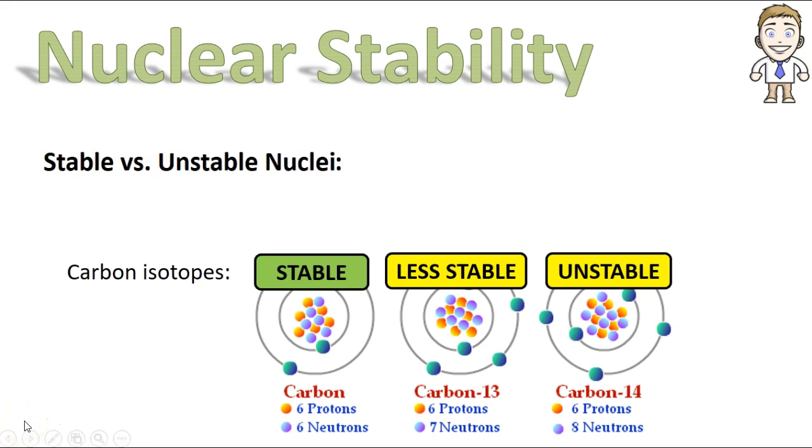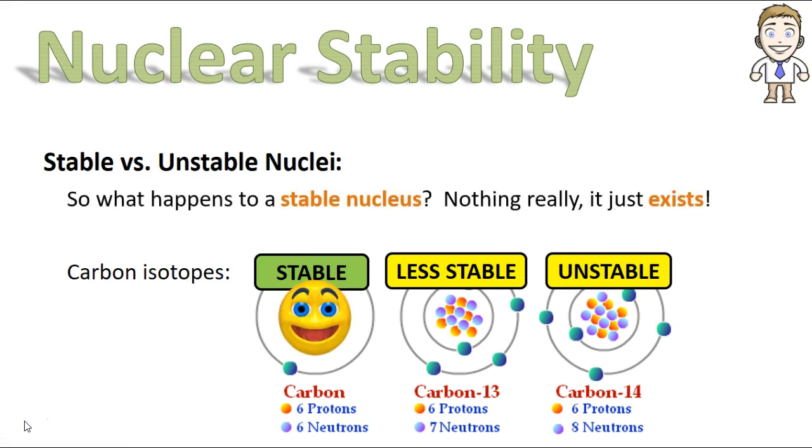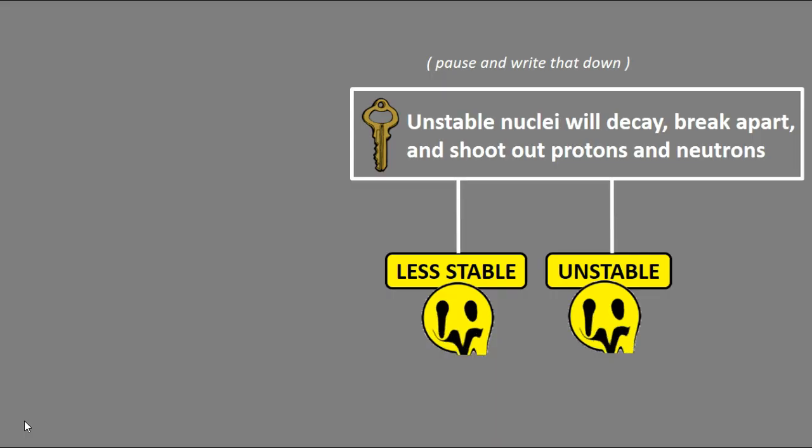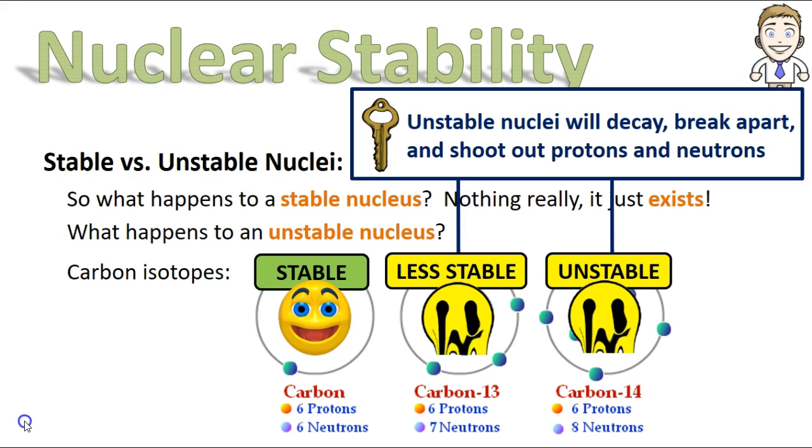The next thing you might be wondering is, what does it even mean to be stable or unstable for an atom? If you're a stable nucleus, nothing really happens at all. You're already stable. You don't have to change. You don't do anything except exist in your current form. If you're an unstable nucleus, however, it means you do change. The word we use for unstable nuclei is that they decay, which means they break apart, oftentimes shooting out other smaller particles like protons and neutrons in the process.